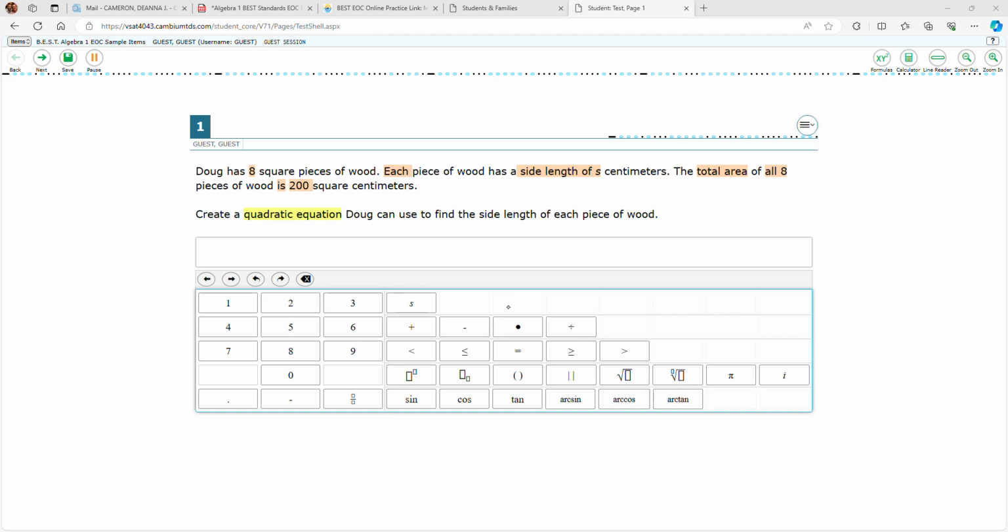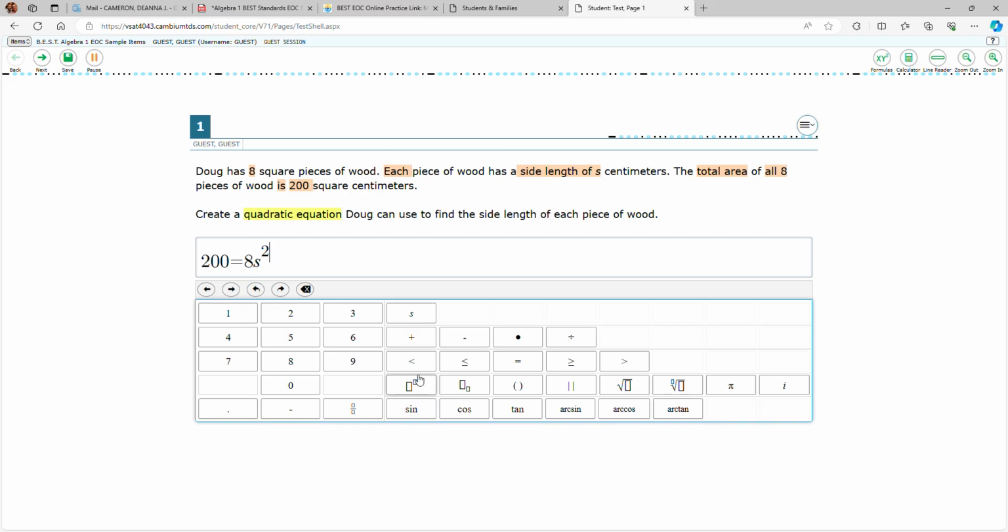It's telling me that the total area, that big A right there, is 200. So 200 is the total area of my 8 little mini areas, 8S squared. And that is the answer to question number 1. You can put it as 200 equals 8S squared, or you could put 8S squared equals 200, whichever way you want. It'll be correct, and anything equivalent would also be correct.